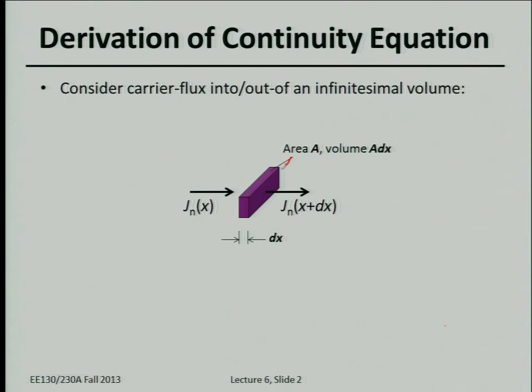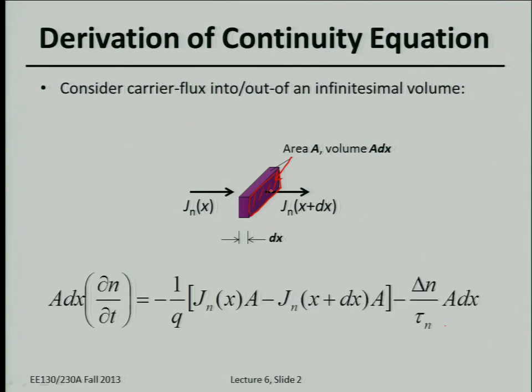This cross-sectional area really should be pointing here, right? So this cross-sectional area is A. Let's just say it's a rectangular slab, and its thickness is dx. And the current density of electrons flowing in from the left is J sub n at x, and the current density flowing out of that slab is J sub n also, but at x plus dx. Okay? So to derive the continuity equation, we first just keep track of the particles here.